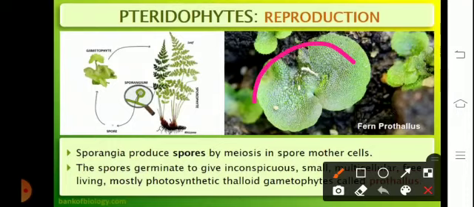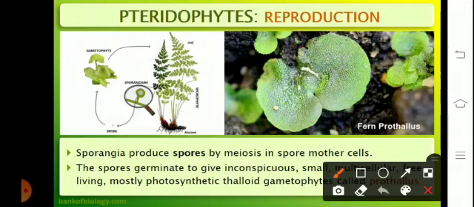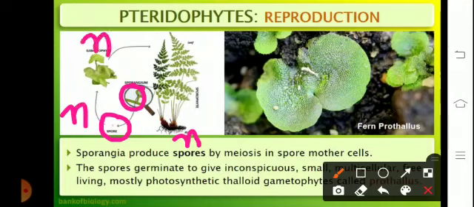This is the diagrammatic representation of the fern prothallus. The sporangia produce the spores which are haploid in nature as they undergo meiosis. Here, this is the spore which is produced inside the sporangium from the spore mother cells. The ploidy of spore mother cells is 2n. It produces haploid spores. These haploid spores will give rise to the haploid gametophyte, which produces the male and the female gamete, which fuse to form the zygote, and the zygote is diploid in nature. It will give rise to the sporophyte, which is again diploid in nature.